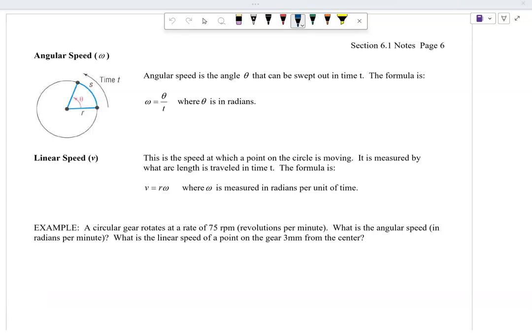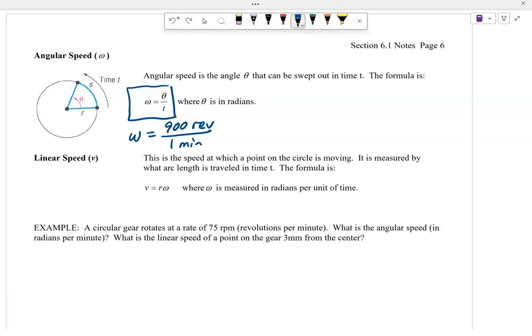We're going to finish out talking about angular and linear speed. So, angular speed is the angle theta that can be swept out in time t. So, here's our formula for that. We got omega equals theta over t. For example, the turning rate of an engine is an example. So say an engine is idling at 900 revolutions per minute. That would be your angular speed, 900 times around for every 1 minute, right? So it's being swept out, going around 900 times per minute.